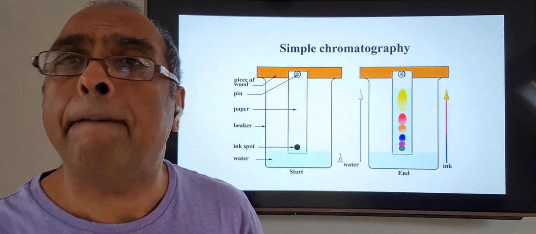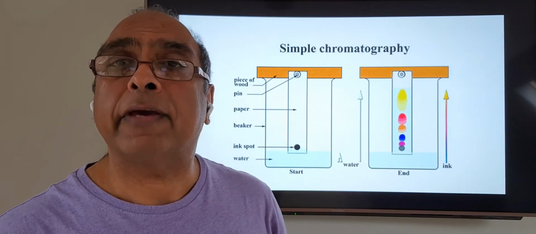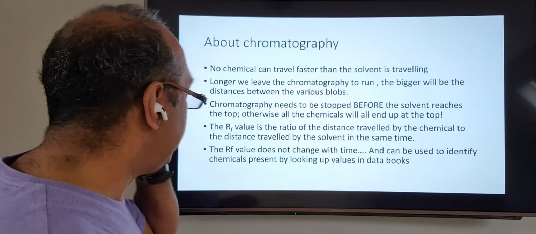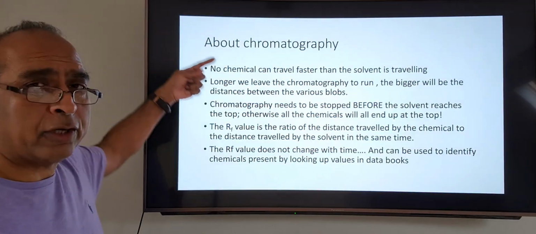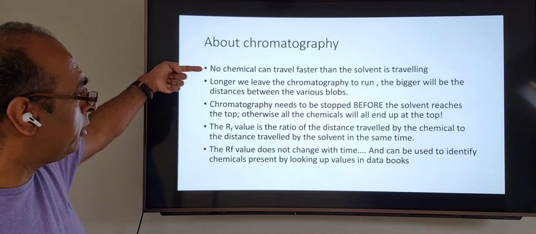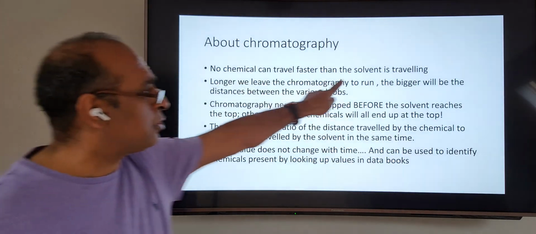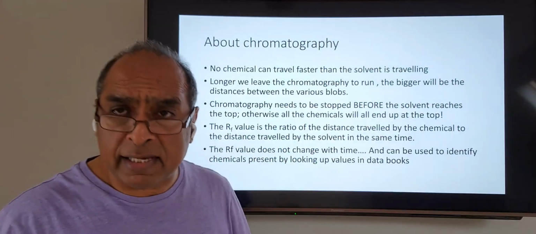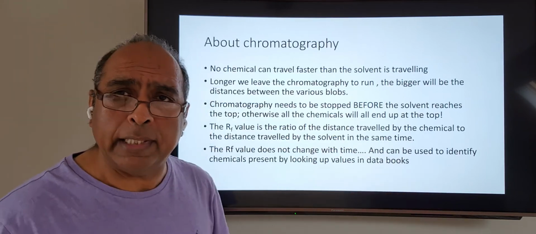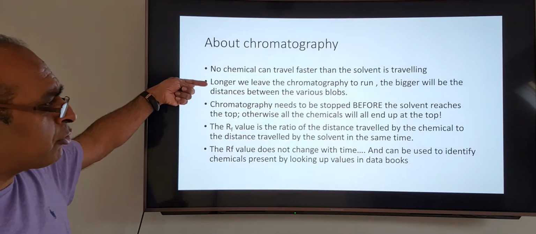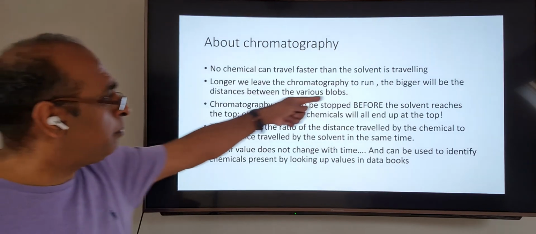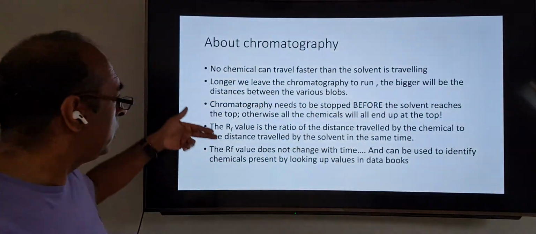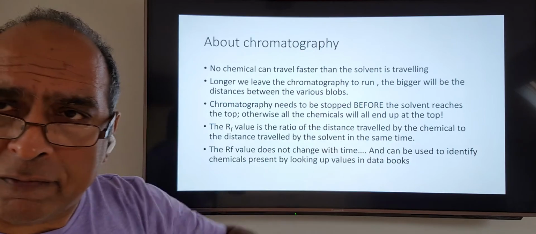There is another, better way of identifying the chemicals that you have, and that's with measuring the RF values. Now, about chromatography, I'll come back to RF values in a minute. No chemical can travel faster than the solvent, like the water, because it's the solvent that's carrying the chemicals with it. The longer we leave the chromatography experiment to run, the bigger will be the distances between the various blobs and the better the separation.